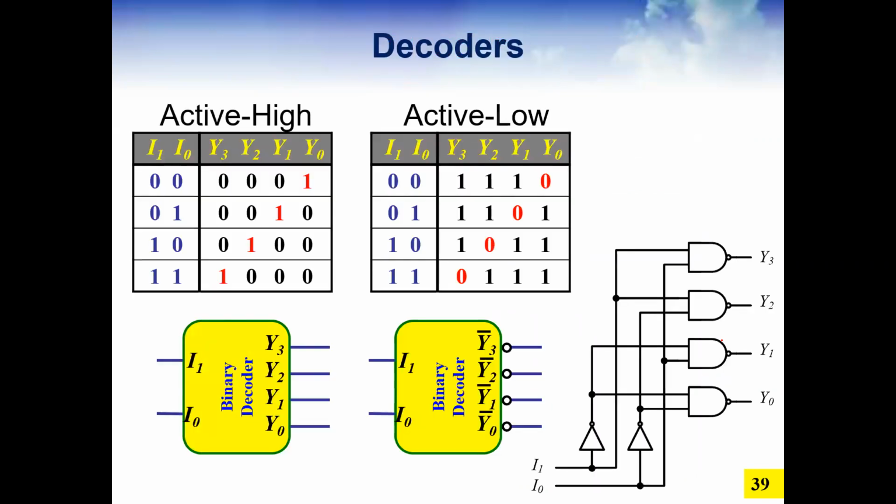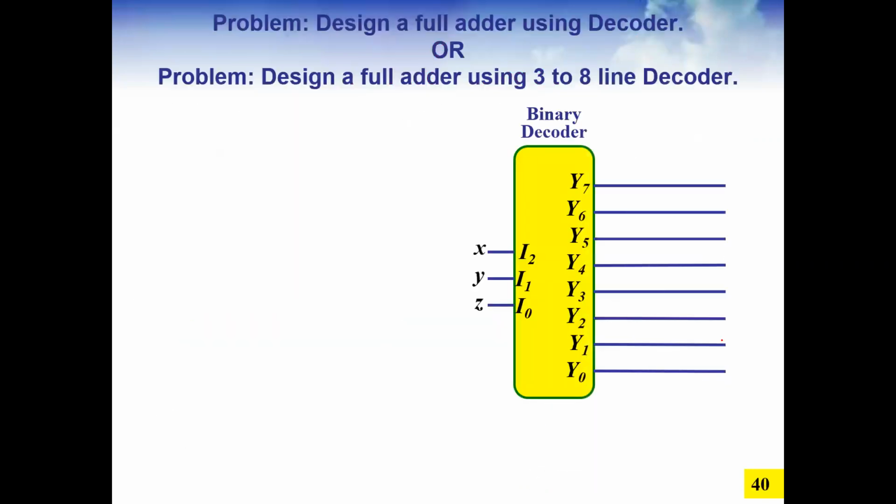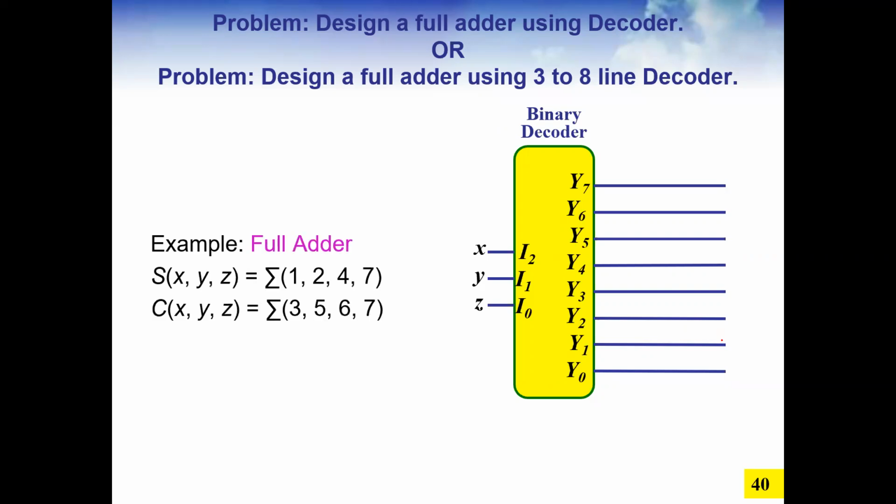So here is the question which may come: design a full adder using a 3 to 8 line decoder. Now, how do we know, if this type of question comes, whether we should use 3 to 8 line or 2 to something? When you see the full adder, you know how many inputs there are for the full adder? 3. So we need to use a 3 to 8 line decoder. It's very simple.